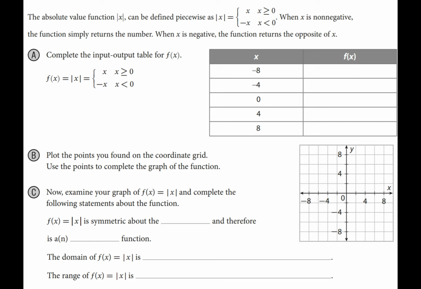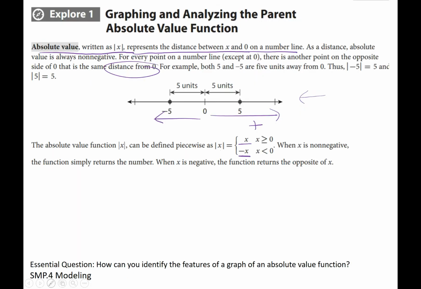And remember, with piecewise functions, you have to plug it into the branch where the x value makes sense. So we're looking at the x value equals negative 8, which is less than 0. So it would go into the bottom part of the function. If I plug a negative 8 in there, it's the opposite of negative 8, so it's going to turn out to be positive 8. If I plug in a negative 4, we're still in that bottom branch, so it's going to be positive 4.